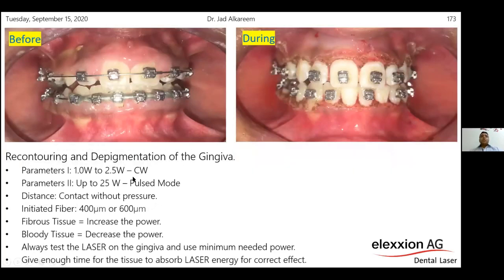Here is a case of recontouring and depigmentation of the gingiva. Here is before. During the treatment, the parameters as shown were up to 2.5 watt continuously, or up to 25 watt if you use the pulsed mode. The fibers were 400 and 600 in initiation, and the distance was contact. The laser was in contact with the tissue without pressure.